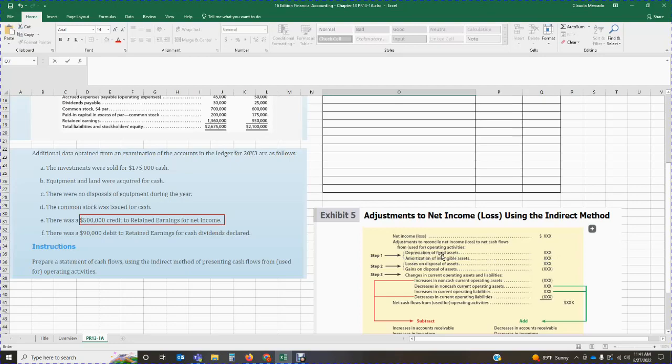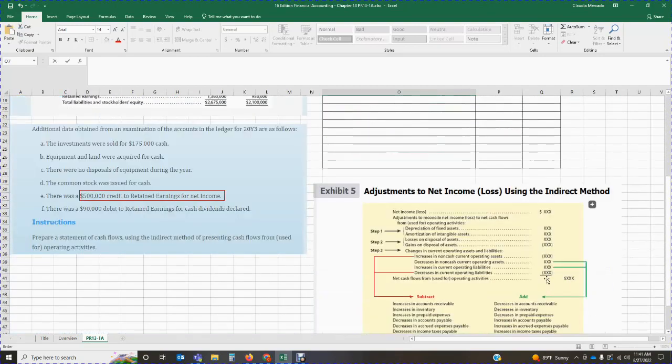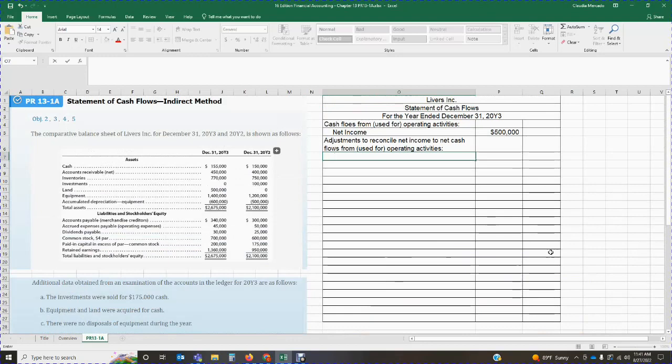So depreciation of fixed assets, we're going to add it. It's a positive. Remember, if it's just like that, it's a positive. If it's in parentheses, it's a subtraction. So do they give us a depreciation amount? We don't have the expenses. We only have the assets, liabilities, and stockholders' equity. We don't have the expenses provided.